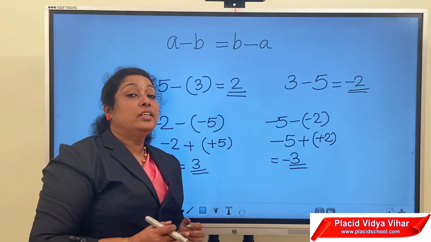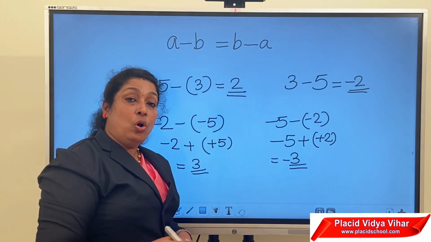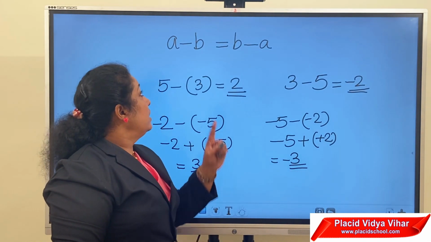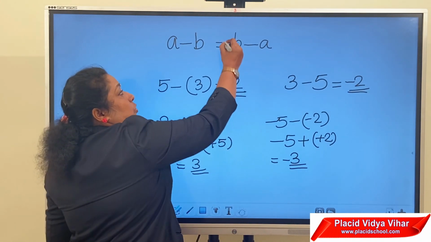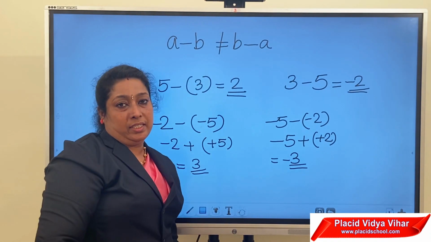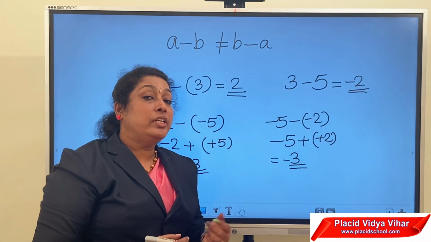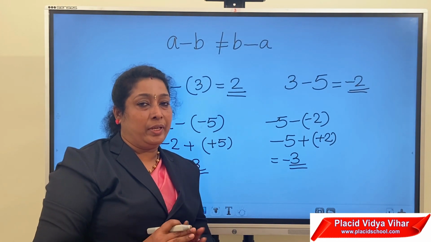So we can conclude integers are not commutative under subtraction. That is, a minus b is not equal to b minus a. Next, we can check the commutative property for multiplication.